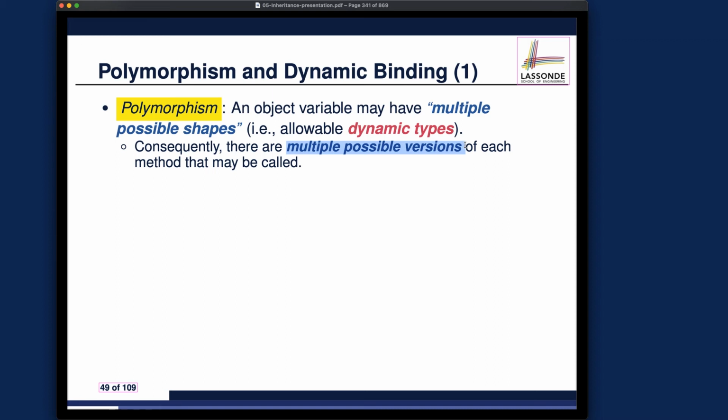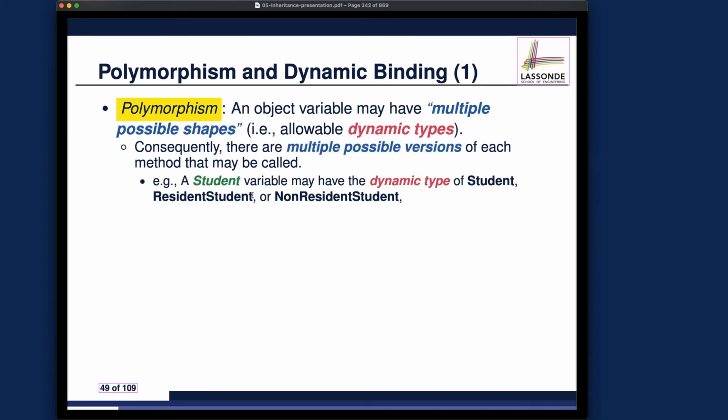Let's say students is the static type. Each of the descending classes may have their own version of some method, like getTuition. In that case, you've got multiple versions to choose from, but exactly one will be executed. That will be up to the dynamic binding mechanism. Okay, so that's exactly the example I just talked about. A students variable, let's say the variable was declared as students, can have different dynamic types. Basically any class that's a descending class of students can be the dynamic type. So it can be students, resident students, or non-resident students, right?